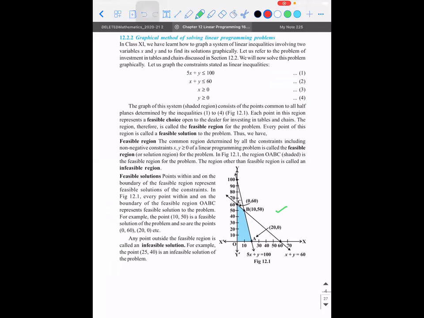Listen. I have drawn this graph, right? What does each point in this region mean? Solutions. Solution is right. Mathematically, it is a solution. With respect to this problem, what do they mean?